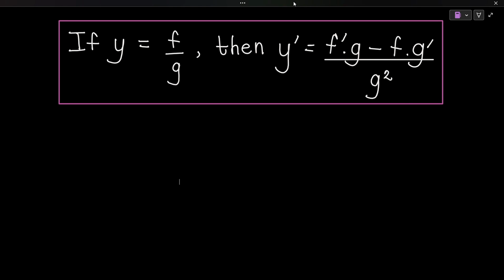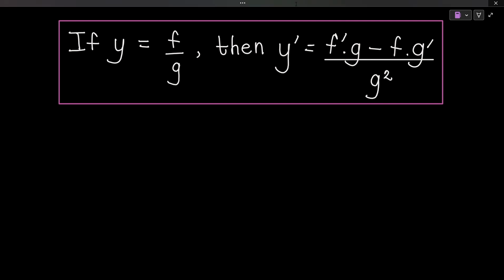In this video, we are going to look at the quotient rule for differentiation. Now, we understand that quotient means division. So we have a function given to us in the form of a fraction, where we have one function being divided by another. So if we have y is equal to f over g, then y prime is equal to f prime times g minus f times g prime all over g squared.